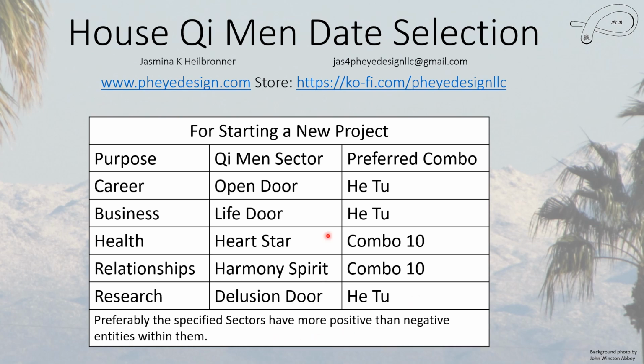Now, preferably, whatever sector that you end up using, preferably it has more positive than negative entities in it, because you have the door and the star. You also have a spirit, and you'll have two stems, which are the elements. Usually you can get something that's decent, but sometimes you're going to have a bunch of negative stuff with it, and that's going to reduce its strength. It's going to make it harder because of certain circumstances.